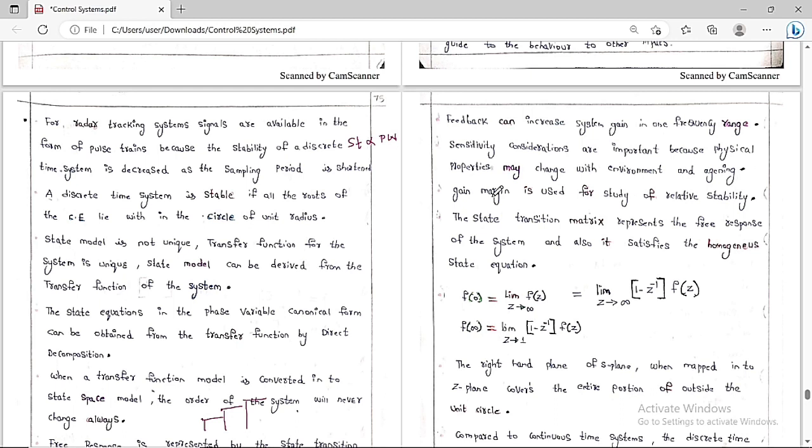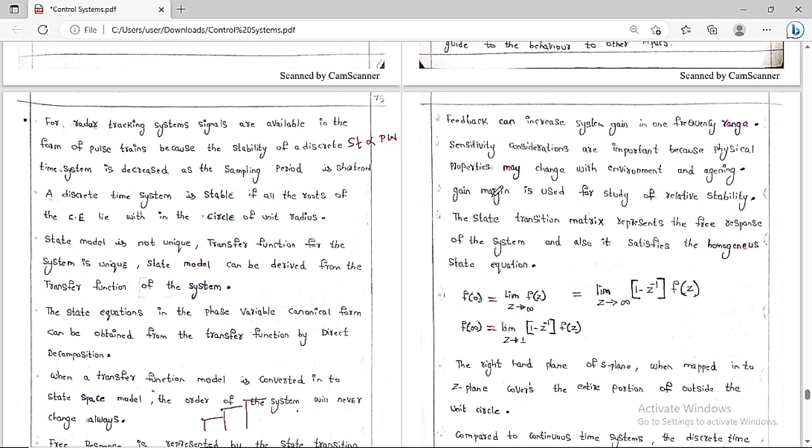So feedback can also increase system gain in only one frequency range. The next point is sensitivity considerations are important because physical properties may change with environment and aging.